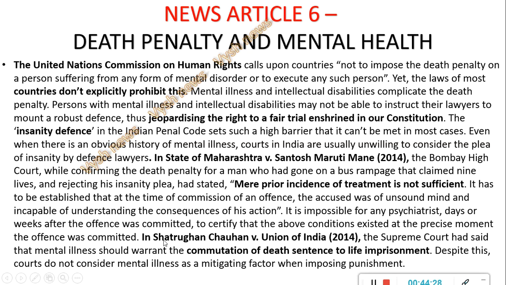And if you see, in the same year, the Shatrughan Chauhan versus Union of India case, the Supreme Court had said that mental illness should warrant the commutation of the death sentence to life imprisonment. You would have heard of the pardoning powers of the President and all; you would have seen this word commutation, respite, many words you have studied. Commutation of death sentence means reducing the death sentence to life imprisonment if there is mental illness. The Supreme Court itself has said this in this case. But if you see the Bombay High Court and others, they are not following it, because they say that at that moment we need proof that his mental condition existed.